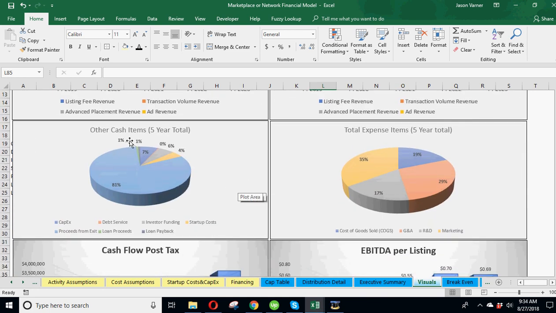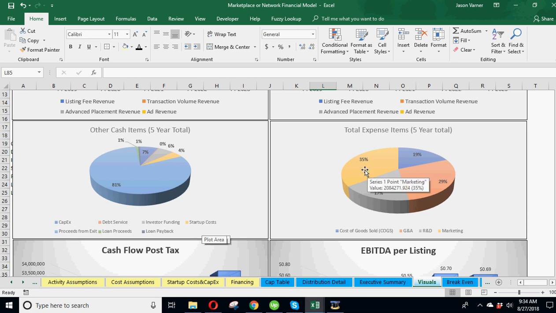Then we've got a breakdown. So this is over 5 years, the total cash, the other cash items. So these are Capex, proceeds from the exit, loan proceeds, debt service, investor funding, loan payback, startup costs. So this is an interesting kind of breakdown of some things.